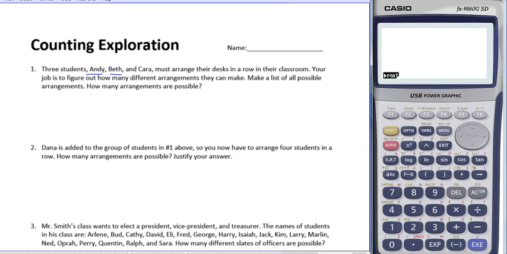All right, so number 1, we have 3 students. We have Andy, Beth, and Kara. They must arrange their desks in a row in their classroom. Your job is to figure out how many different arrangements they can make. Make a list of all possible arrangements. How many arrangements are possible?